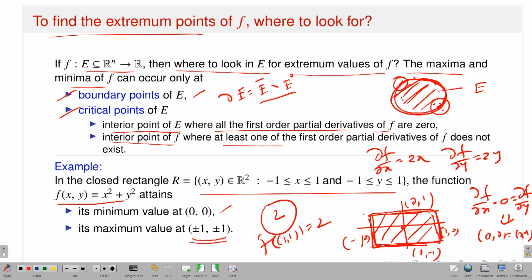So, that means the first observation is that you have to somehow justify yourself that whatever function and set are given, maxima and minima exist. The next step is to find the points where it attains its extremum, and to check that you have to consider the boundary points and the interior points, which are the critical points. Okay. So, this is the method one should follow to find the points where my function attains its extremum.